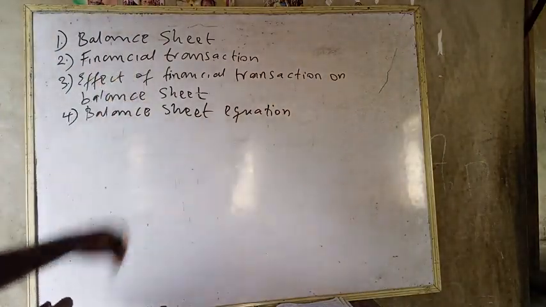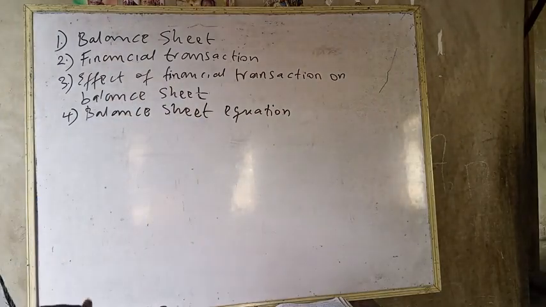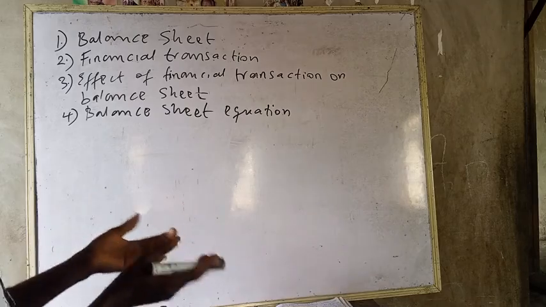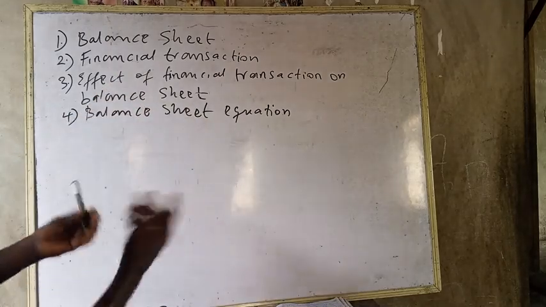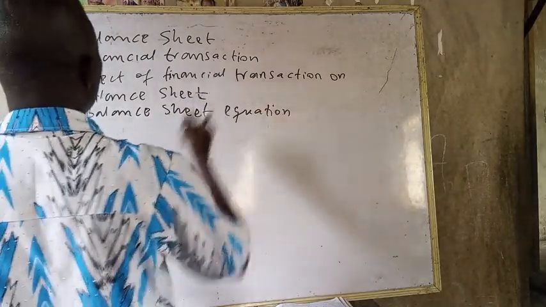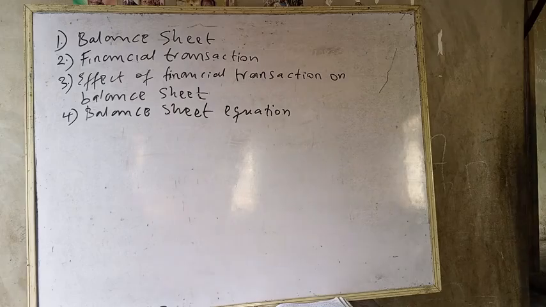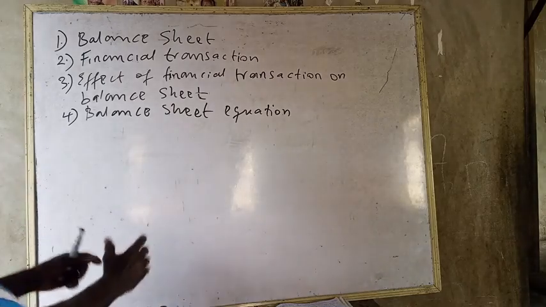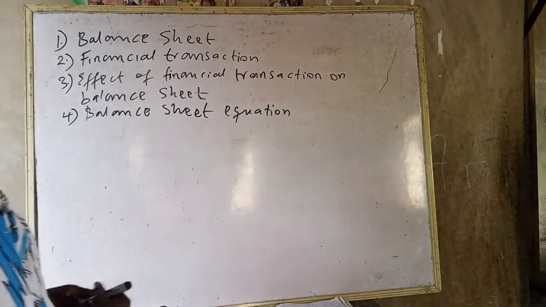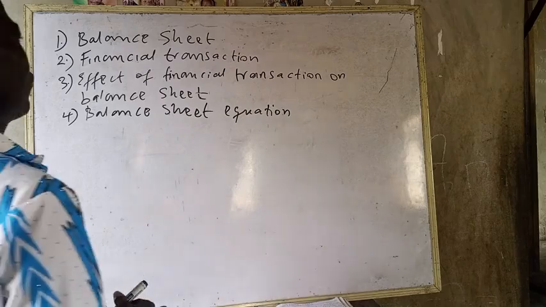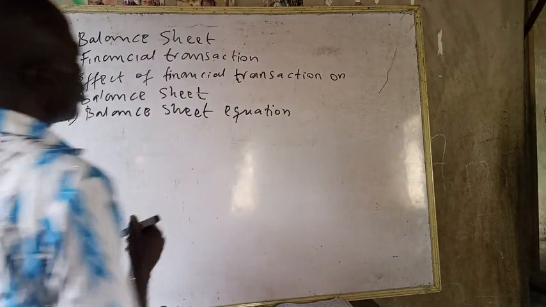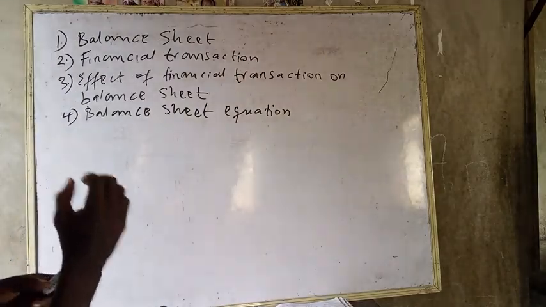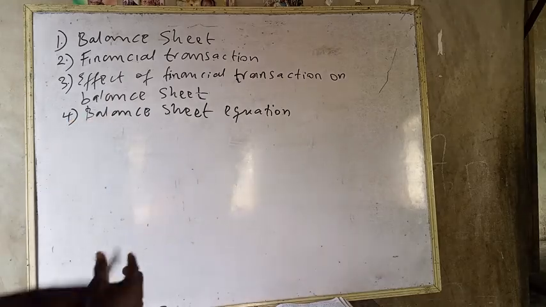At every point in time when a transaction takes place, it changes the financial position of an organization. That is, the balance sheet figure changes. So how does this happen? That is what we are going to break down step by step in this tutorial. So go along with us. Watch the video from the beginning to the end for you to understand how it happens.